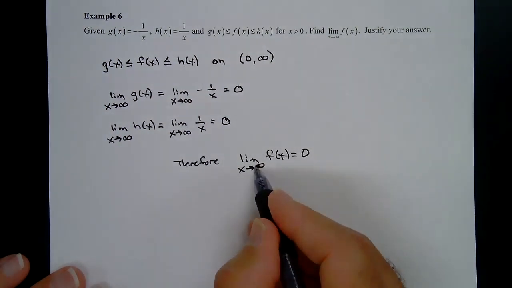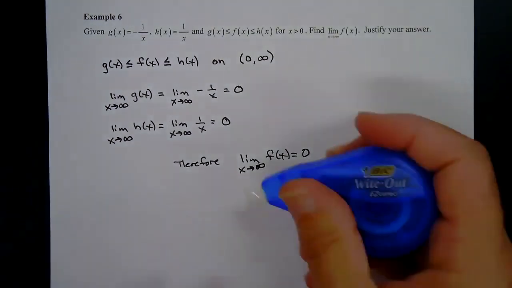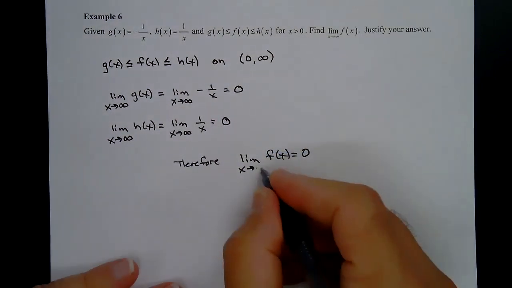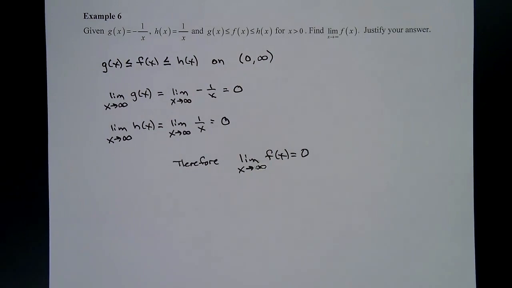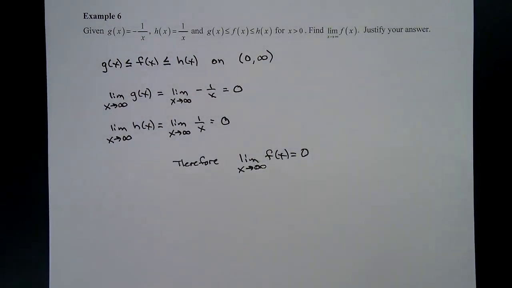I almost wrote 0 here. That should be infinity right there. Okay, actually, I can't handle it. All right, I gotta fix it. Infinity. That still looks bad, huh? All right, infinity there. All right.